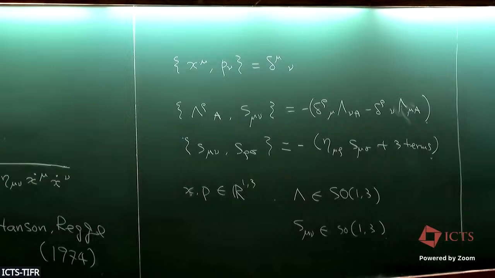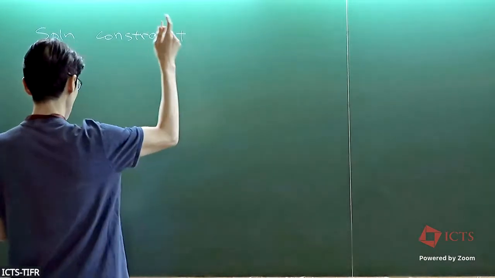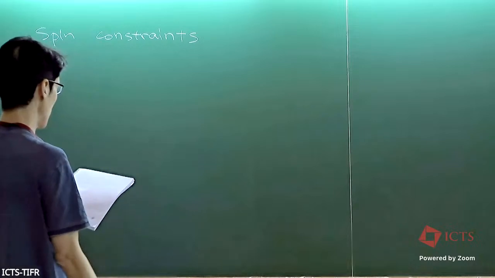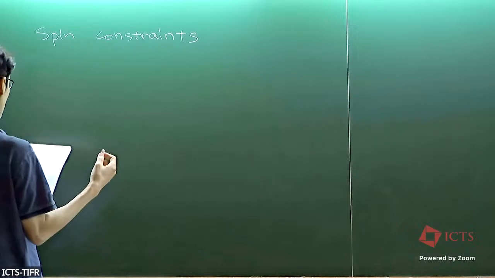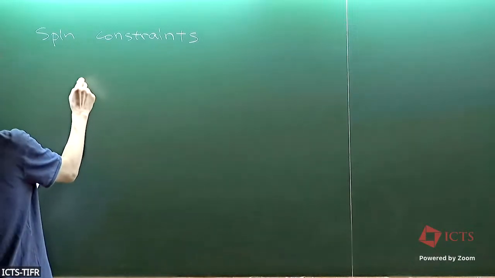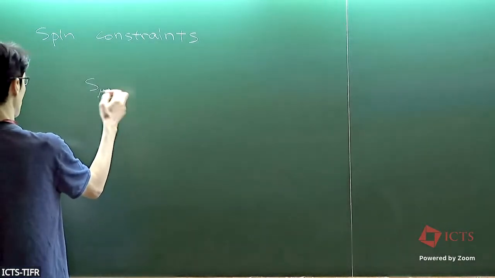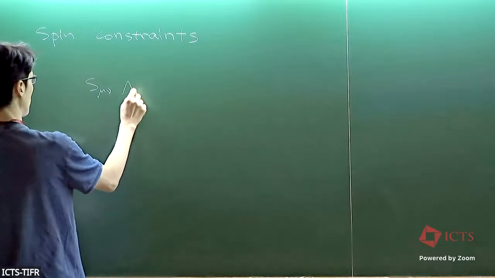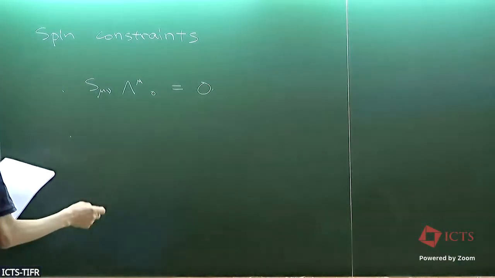Anyway, we want some constraints for spins, and people from the old days took this seriously and did a lot of work. So if you look up the literature, you find a few different options. How do you kill 3 out of, say, 6 components of S^{μν}? There are several different candidates.